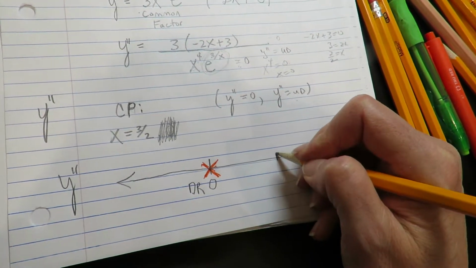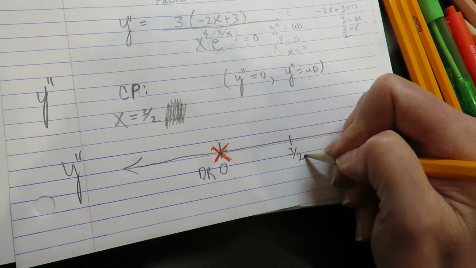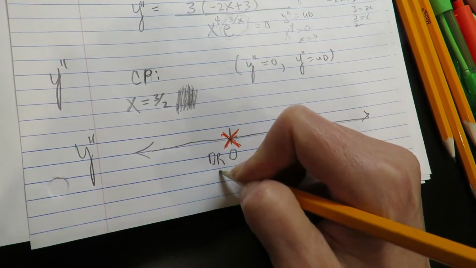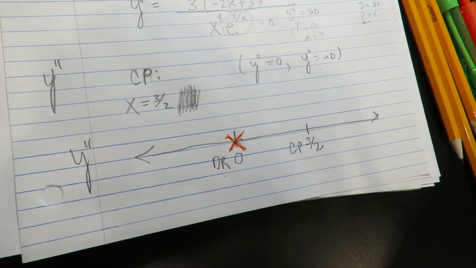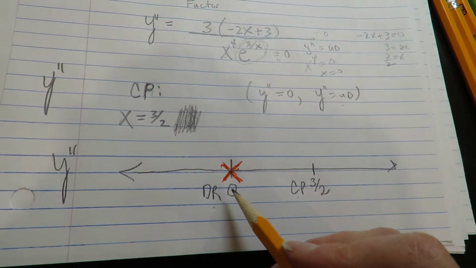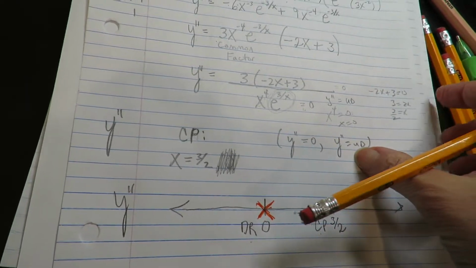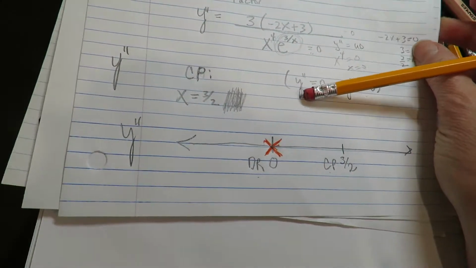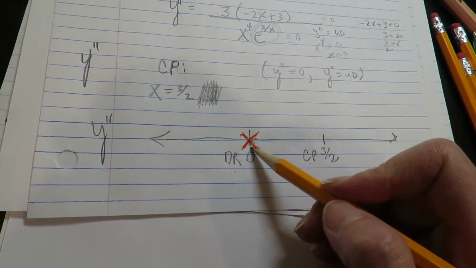All right, so now let me put 3 over 2, which is a critical point. So this one's a domain restriction. This one's a critical point. So you can have some action happening over here, just not over there. When I say action, I mean inflection point. You can't have an inflection point where there's no graph.